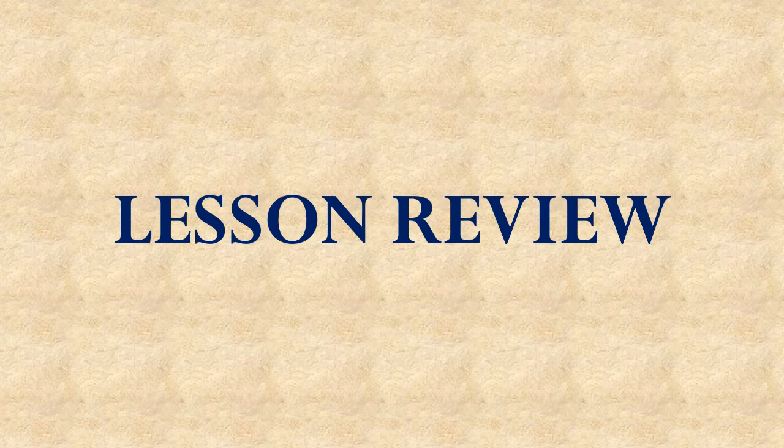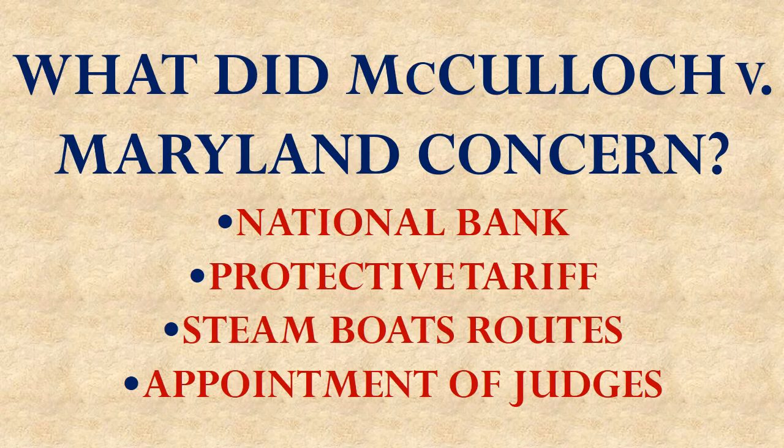So now let's review what we learned. What did McCulloch versus Maryland concern? Was it about a national bank? About a protective tariff? About steamboat routes? Or about appointment of judges? It concerned a national bank.